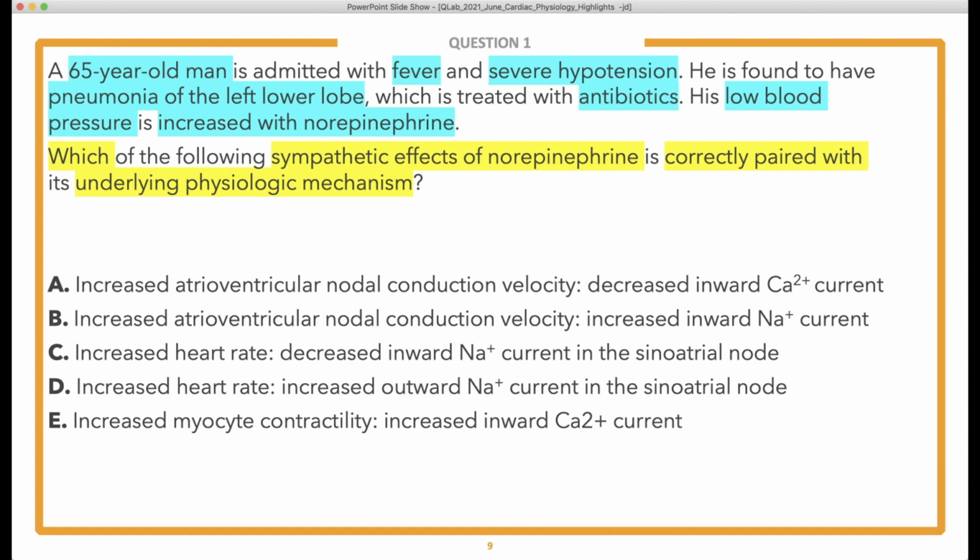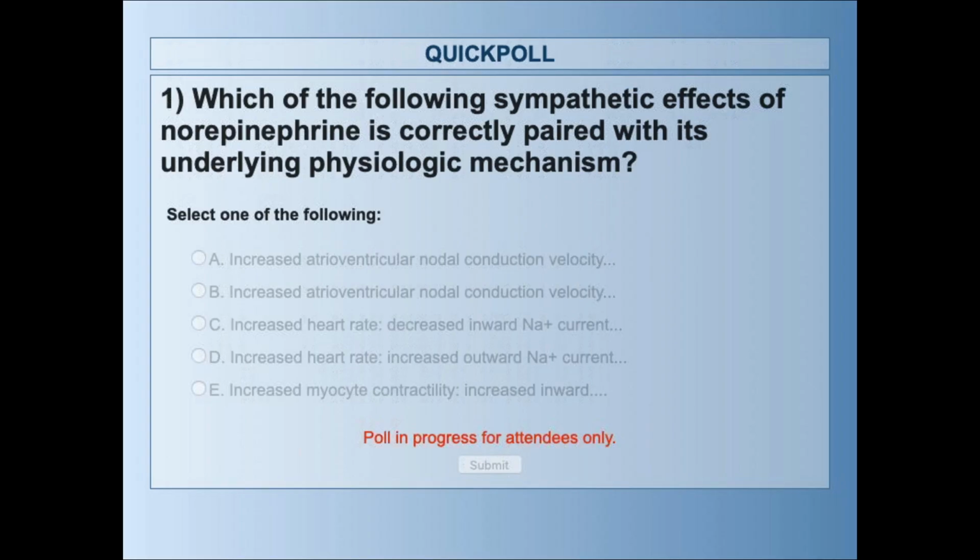Make sure you're reading those correctly and seeing how they pair up, because we need to pick the one that is correctly paired. Okay. So we're going to go ahead and open up that poll, and then go ahead and select the one that you think is correct, and we'll talk about it in just a few seconds.